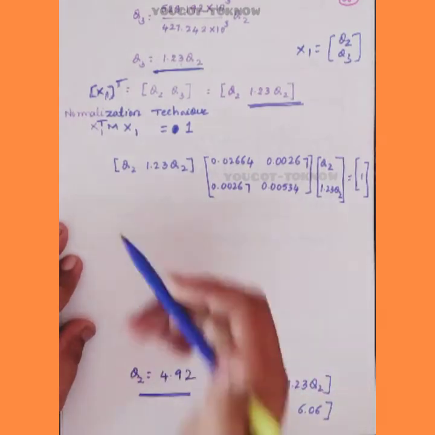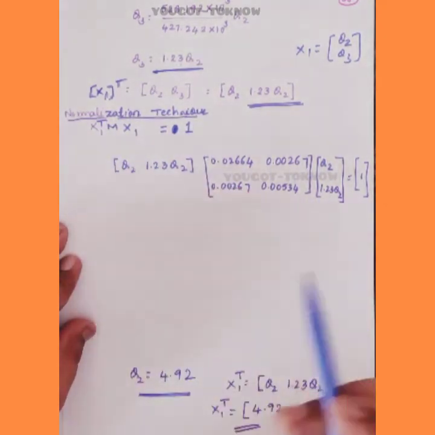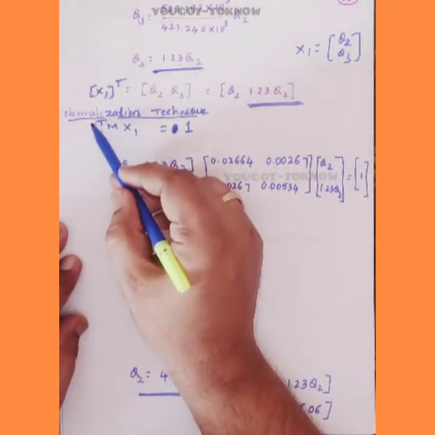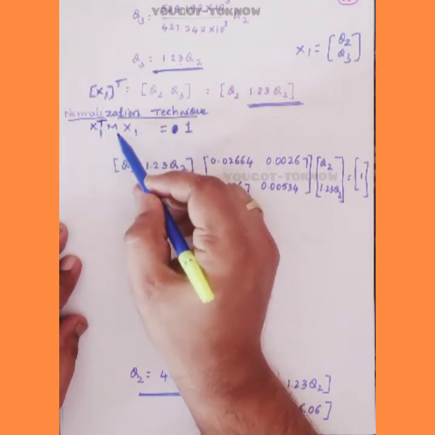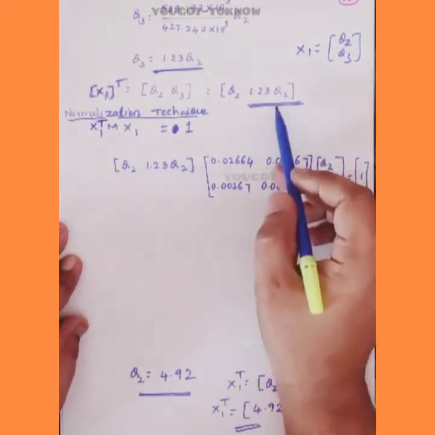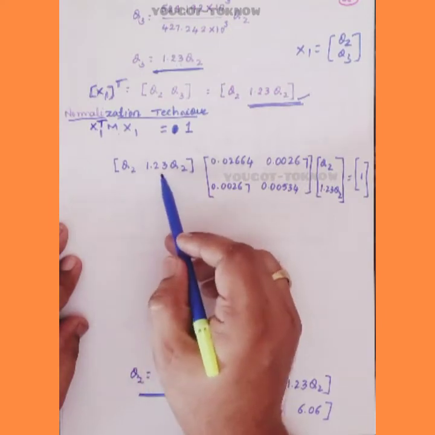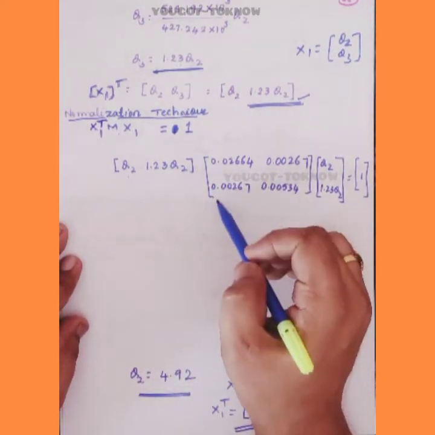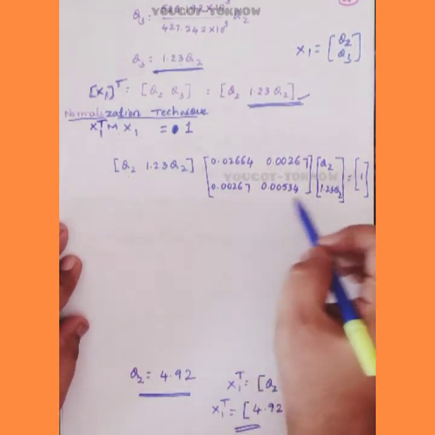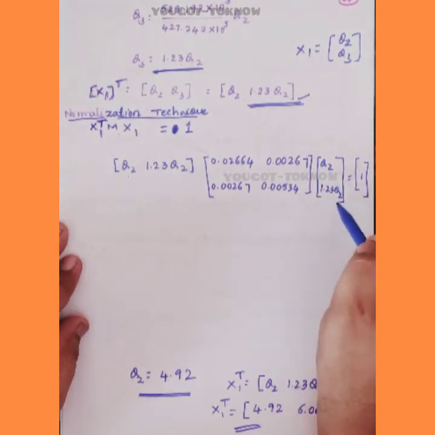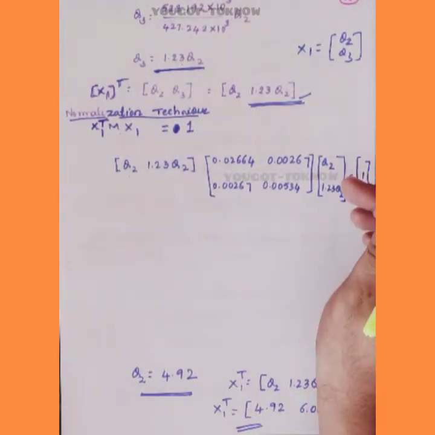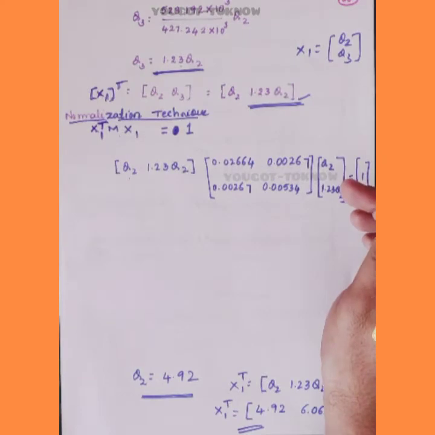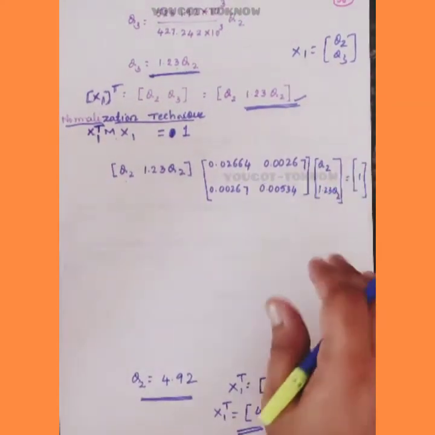Now how to determine your vector, or mode shape, how to represent? For that, we know the equation X1 transpose into M into X1. What is X1 transpose? Already we know. Substitute Q2, 1.23 into Q2. Then the mass matrix, whatever your reduced mass matrix is, you can take that mass matrix. Q2, 1.23 into Q2. Now after this, you obtained this. If you substituted the value, next thing is to simplify.